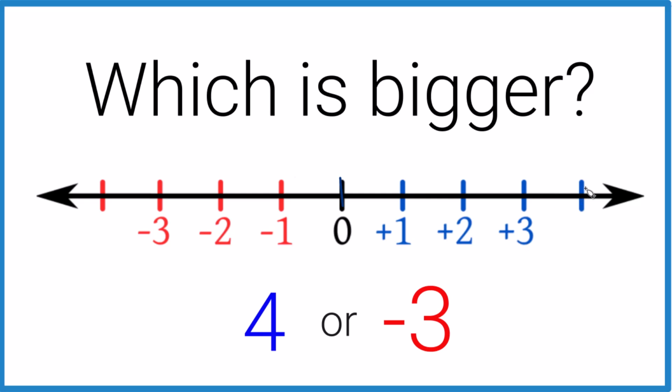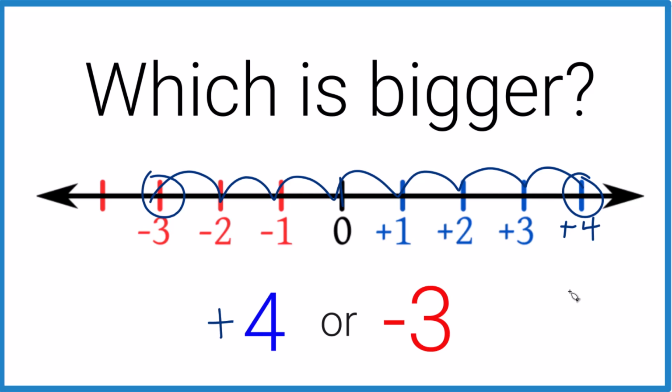So 4 would be out here. And note, there's a positive in front of it. We just don't write that. But if we're a negative number, we're always going to have the negative. So +4 is right here. Here's our -3 right here. And positive numbers are bigger than negative numbers. Would you rather gain $4 or lose $3? I think you would rather gain 4.